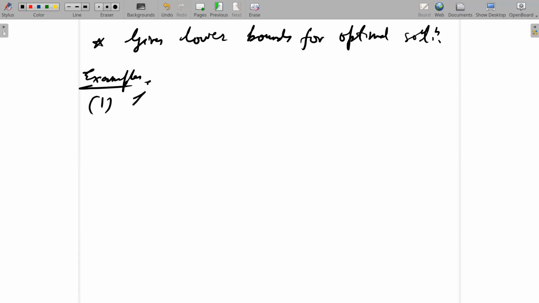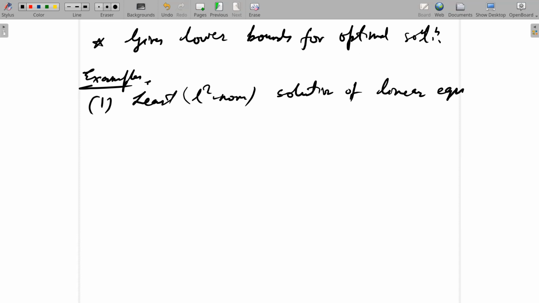For now, the least L2 norm solution of linear equations. So we'll see some examples. Meaning, if you solve Ax equals b, it may have infinitely many solutions, right? Unless A is invertible, it may have infinitely many solutions. But amongst them, maybe you want the smallest. So minimize the L2 norm of x subject to Ax equal to b.